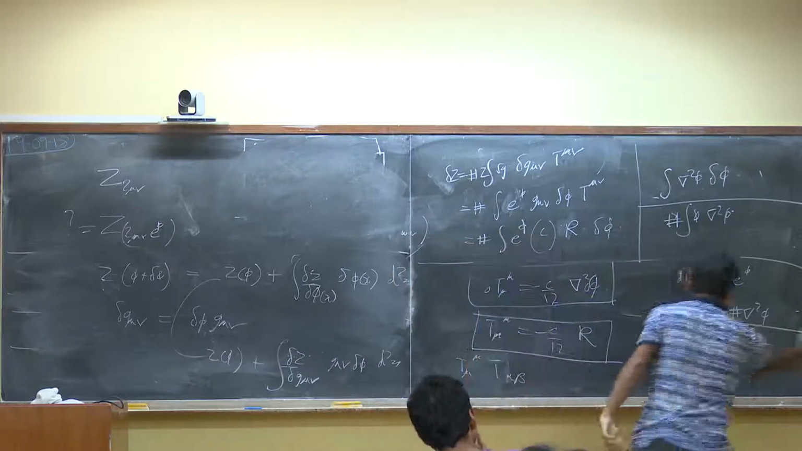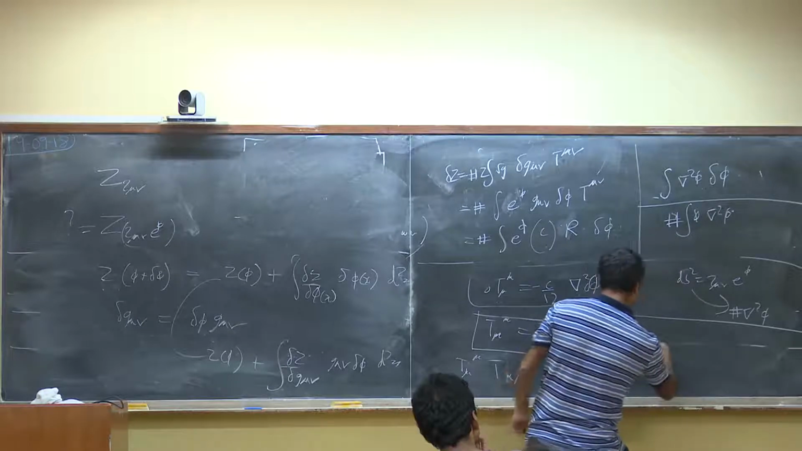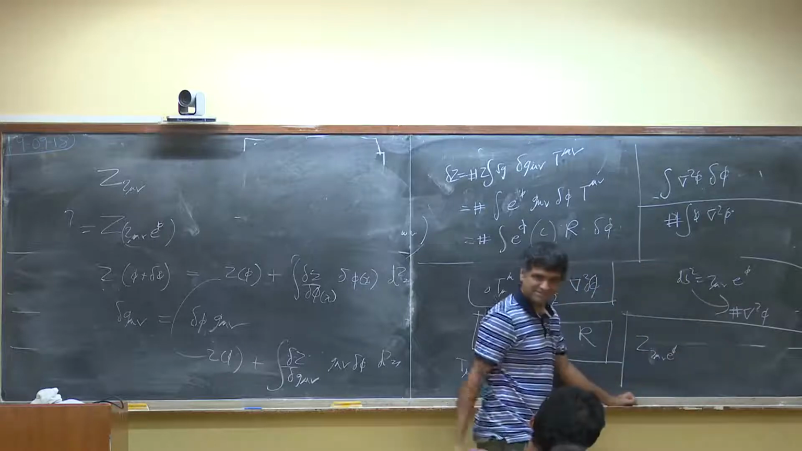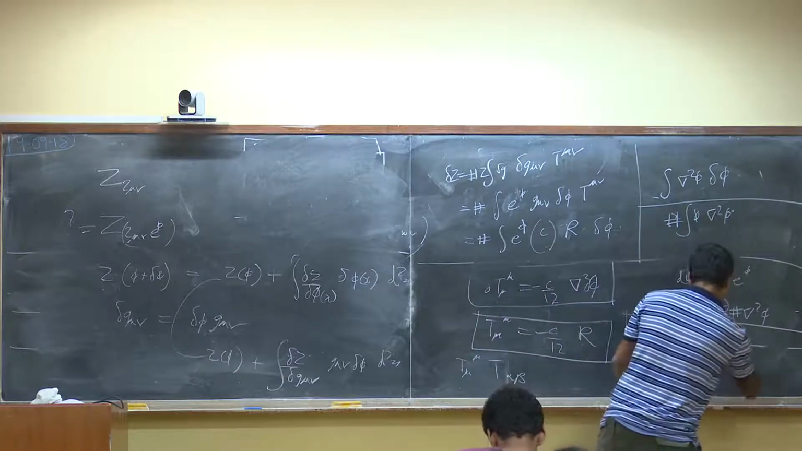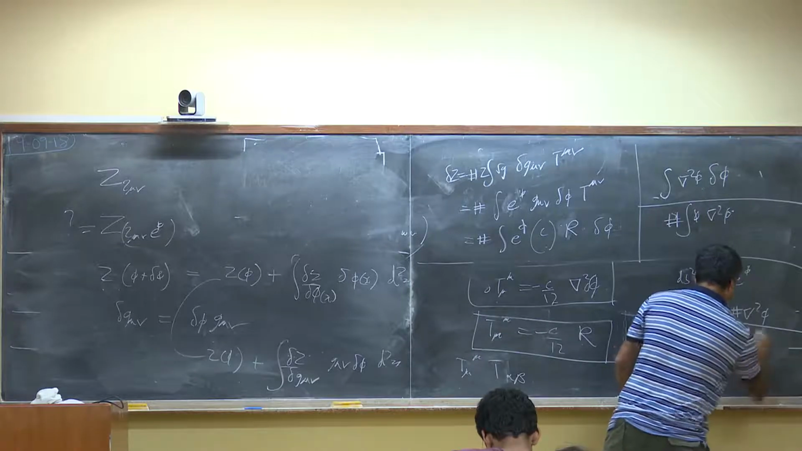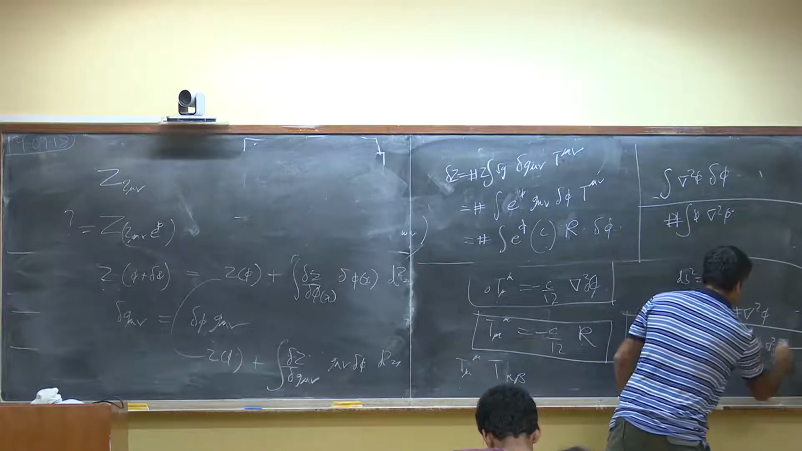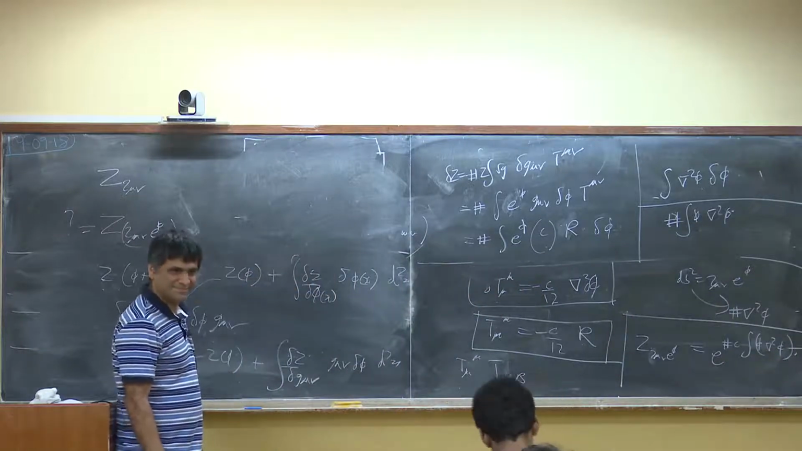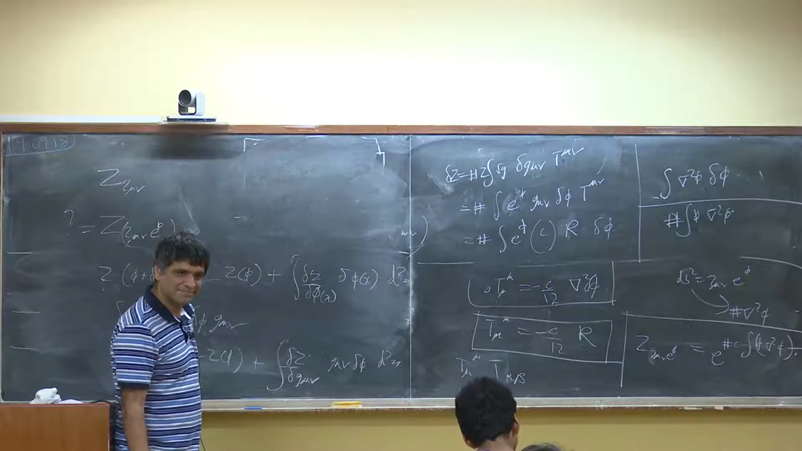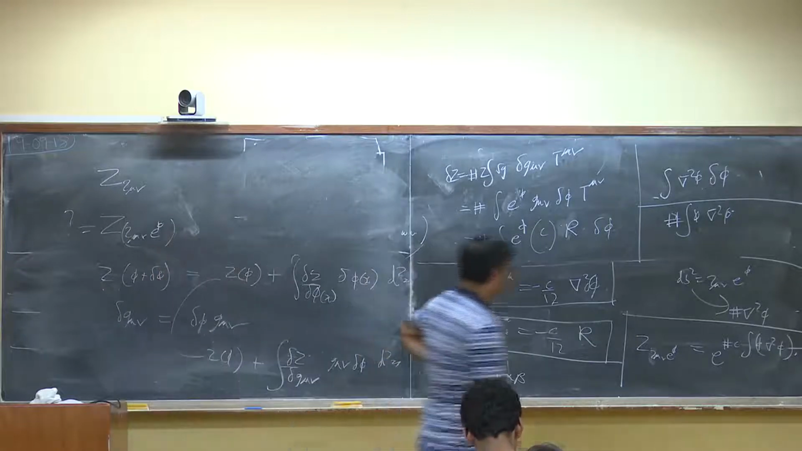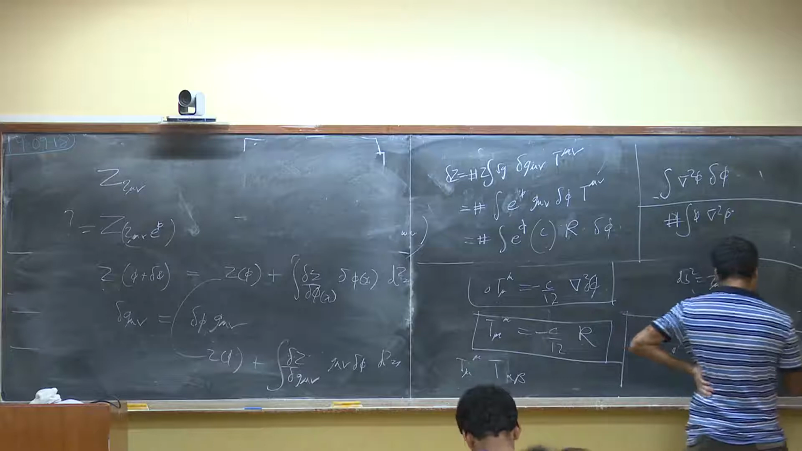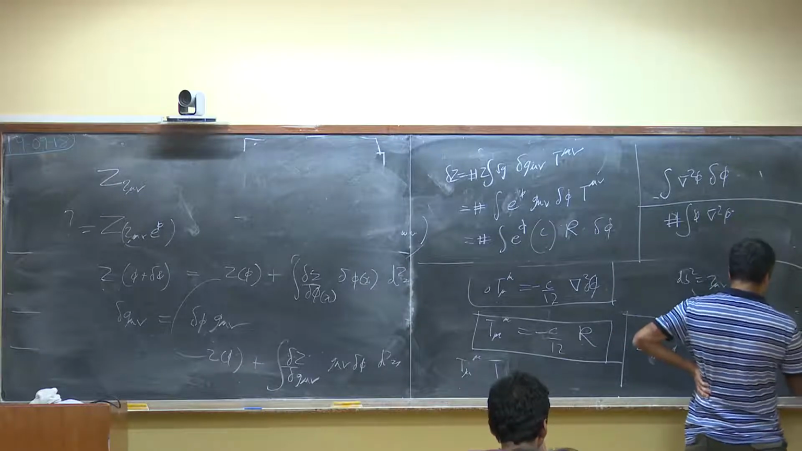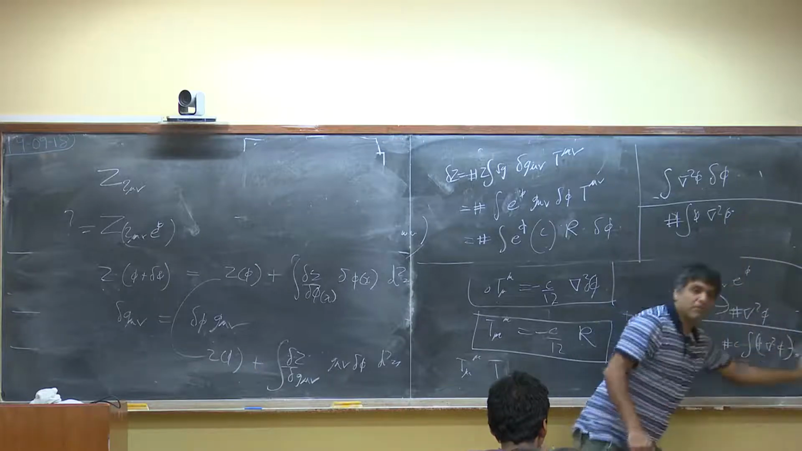So what we've concluded is that Z of e to the phi times eta mu nu is equal to e to the power of a number times c times phi del squared phi, or del phi the whole thing squared, which is the same thing, integrated over the whole manifold.